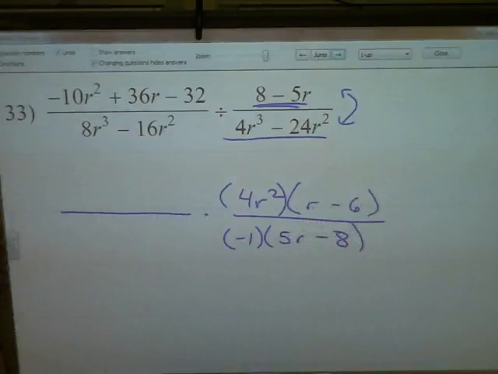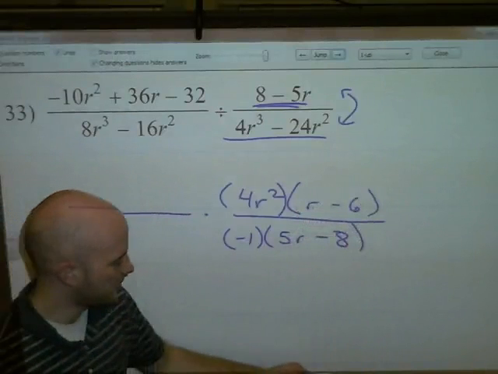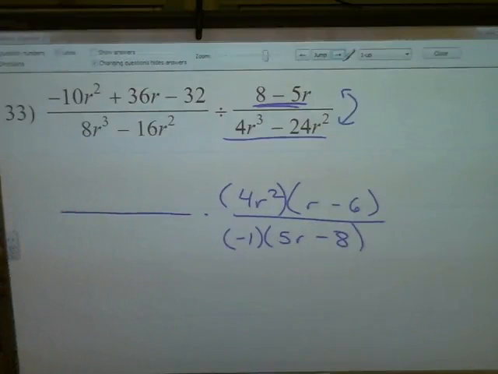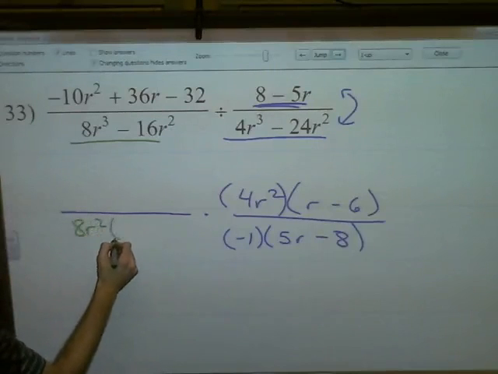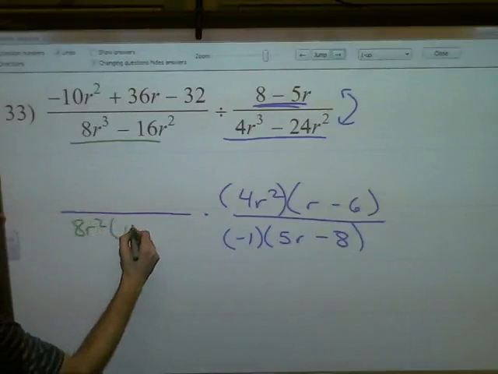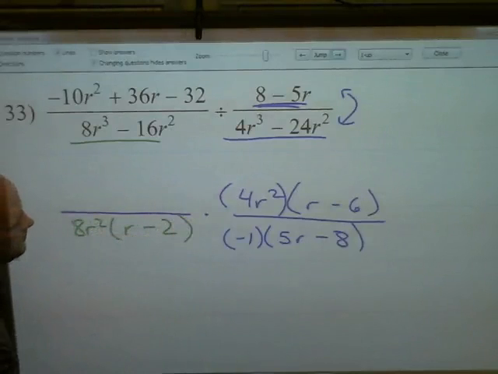I could simplify the positive 4 over the negative 1, but we're just going to go ahead and look at the first fraction in this case, and we're going to factor out the bottom of there. We have an 8r cubed minus 16r squared, so I'd be able to pull out an 8r squared, which will leave me with an r minus 2.